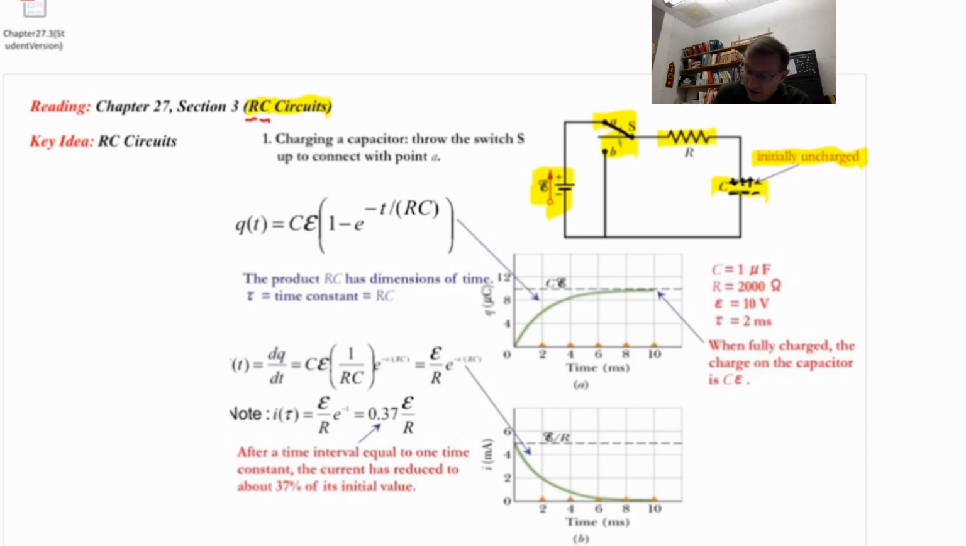We're going to also just assume some numbers for these circuit elements. The capacitance, 1 microfarad. That resistance R, 2,000 ohms. The EMF of the battery, ideal battery, 10 volts. And I'll explain what that next symbol is in just a minute.